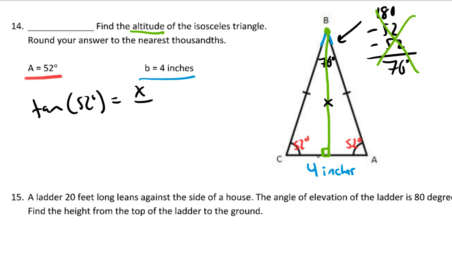Very good. This is going to be cut in half because this is an isosceles. Otherwise, we shouldn't assume this is cut in half. If this whole thing is 4, this part of this right triangle would just be 2 inches, and that part would be 2 inches. So there's the equation we need. Multiply both sides by 2 to solve, and our exact answer would be 2 times the tangent of 52.